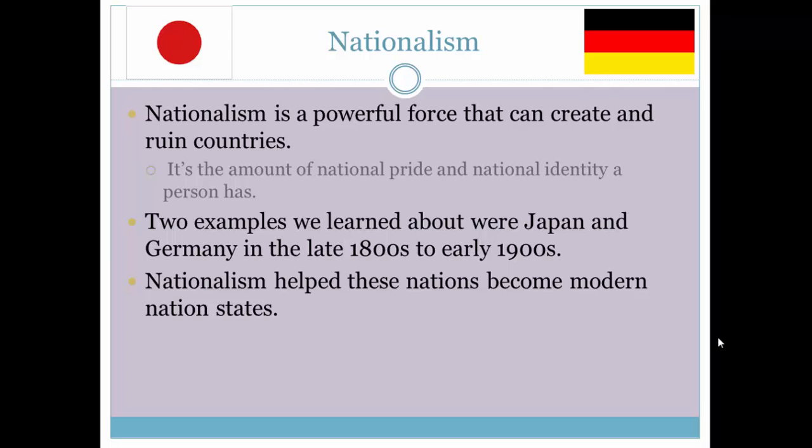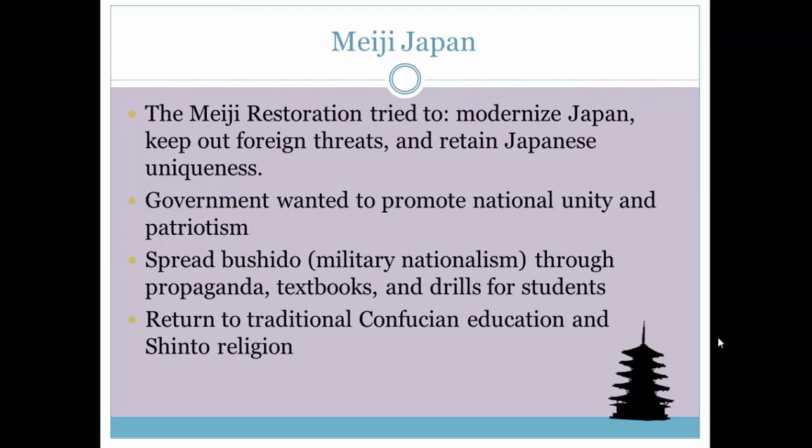And then the two examples we learned about in today's lesson were Meiji Restoration Japan, and then Germany when it was a brand new nation. Both of these happened in the late to mid 1800s to early 1900s, right before World War I. And so we're going to compare and contrast them, and that's also part of the PowerPoint. And then I just said that nationalism helps these nations become modern nation states, which is true. It helped unite people, and it helped build entire nations around this idea of national pride and national identity.